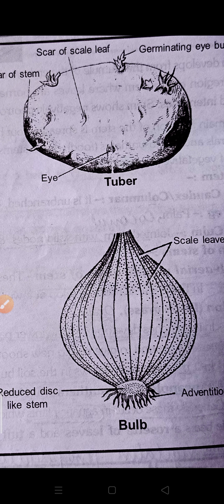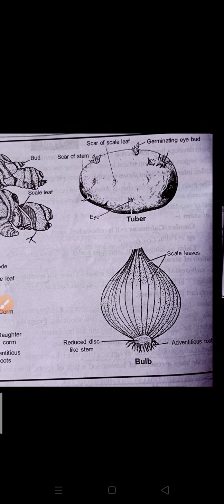Clear? This is disc-like and surrounded by numerous fleshy leaves. The innermost part is the stem part of onion, and it is covered by fleshy leaves. Clear? So these are the modifications in case of underground stem.